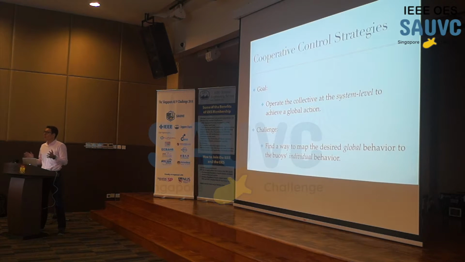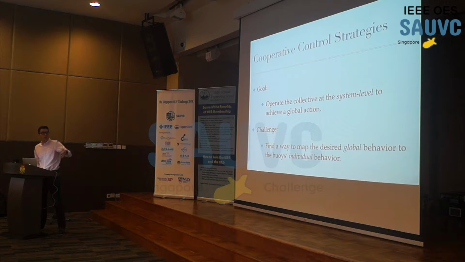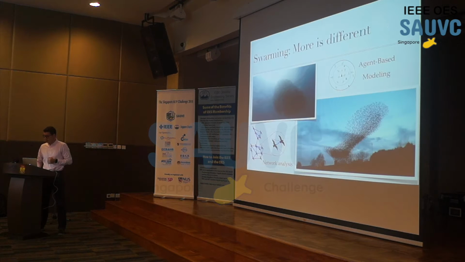As I said, when you talk about swarming, you want the system to perform as a complete superorganism, if you will, as a unique entity. At the system level, you want the system to do something. But the reality is what we design is a cooperative control strategy where you define the rule at the agent level. So the biggest challenge is how do you map a system-level behavior, a global action of the swarm, into local update rules for each and every agent.